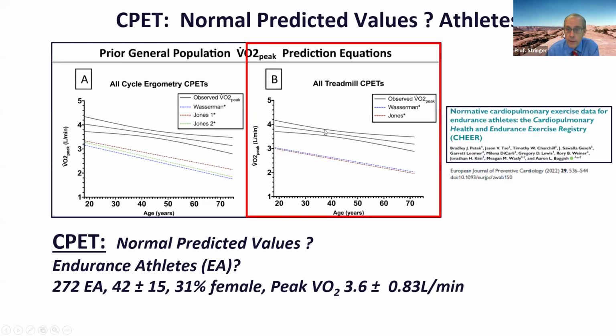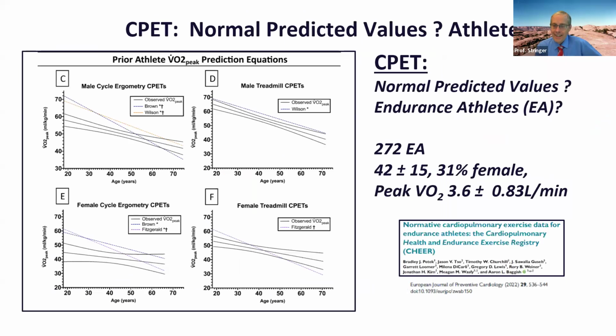Same thing here for treadmill. A 40-year-old person should be doing, looks like about 4 liters. And you can see this is, again, quite a bit lower. And that's Wasserman and Jones for treadmill. So good article. I'd pull it and read it and see if it helps you. If it helps you, that's great. If it doesn't, I don't know what to tell you.